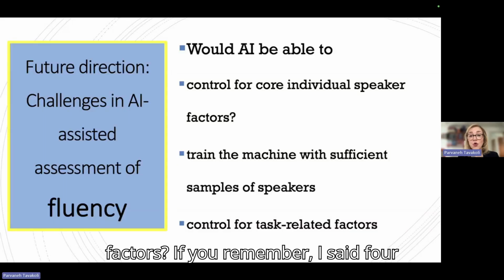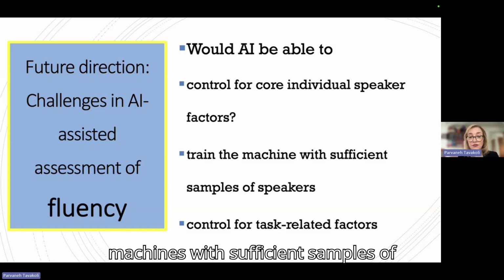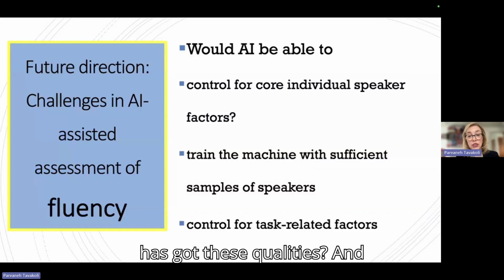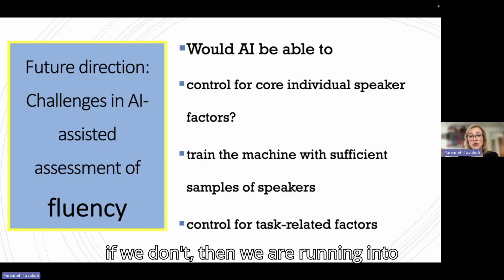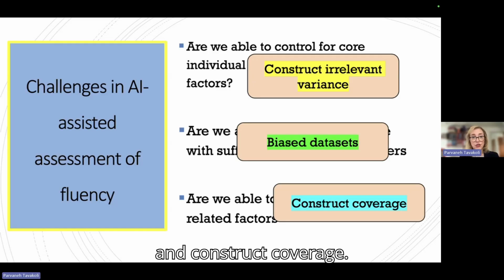If you remember, I said 4 levels of factors affect fluency: L1, L2, personal traits. Are we going to be able to control for those? Can we train machines with sufficient samples of speakers, different L1 backgrounds, different L2 backgrounds, different personal traits? Can we train our machine that speaker who is dominant has got these qualities? And finally, can we control for task-related factors? Because if we don't, then we're running into these risks: construct irrelevant variance, biased data sets, and construct coverage.